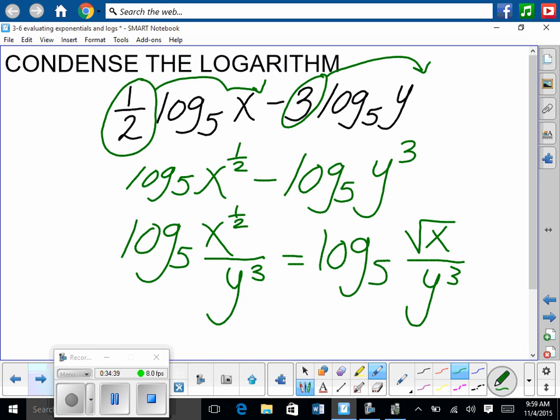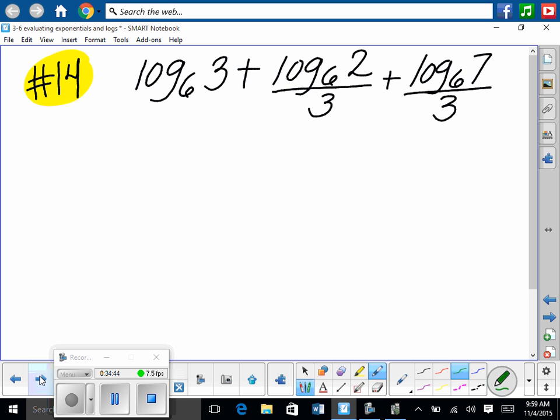All right, are you guys ready to practice by yourself? Okay, now let's do number 14 together on your worksheet. Log to the base 6 of 3 plus log to the base 6 of 2 over 3 plus log to the base 6 of 7 over 3.